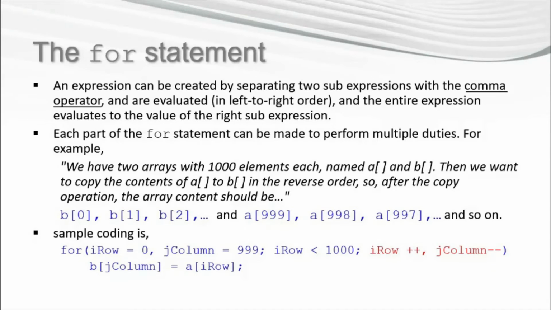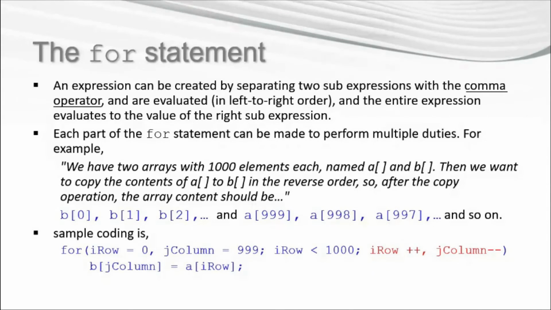For example, the same for loop can be used to perform multiple duties. Say we have two arrays with 1,000 elements each, named A and B. Then we want to copy the contents of A to B in the reverse order. After the copy operation, B0, B1 and B2 will take the values of A999, A998, A997 and so on.